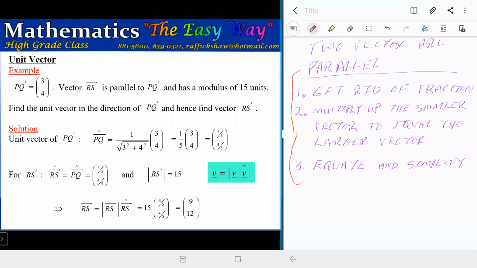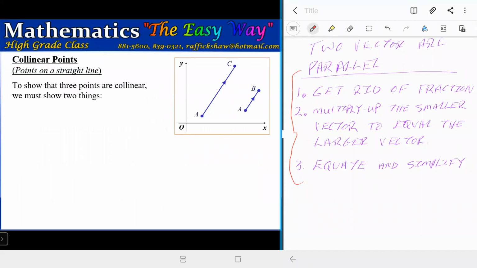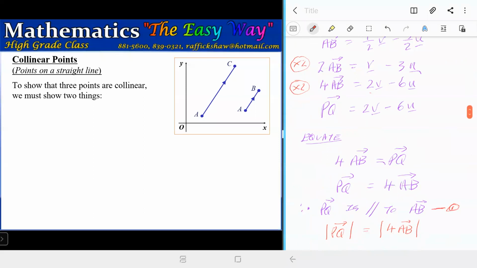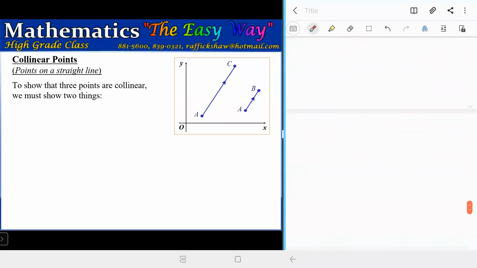So I'm coming to the last thing that you need to know now, which is when points are collinear. What do we mean by collinear? Anybody know what I mean by collinear? Collinear points. What do we mean by collinear points? 2 points on the same line, huh?